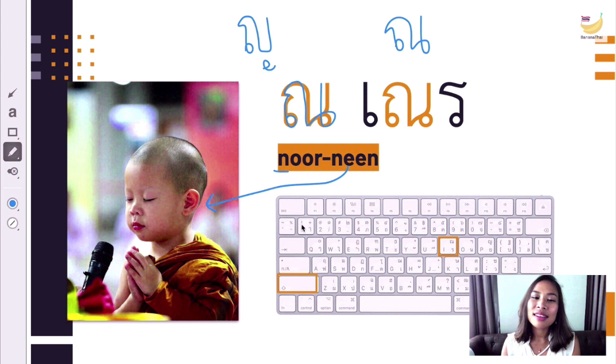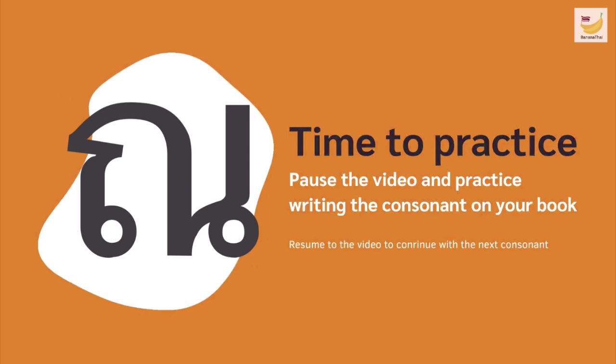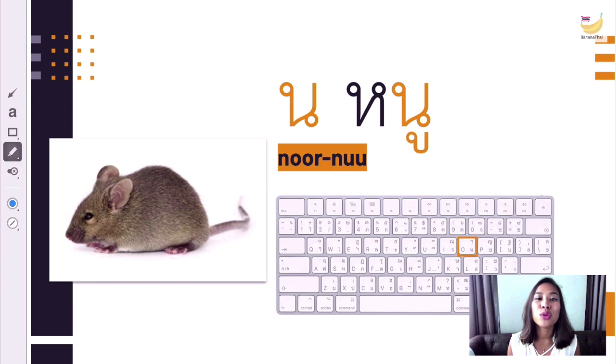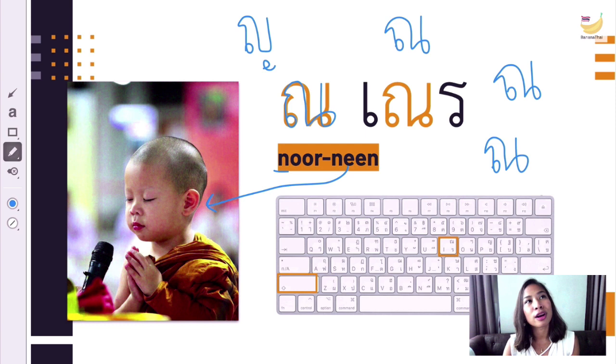นอเนน, and then, broop. See? And then, broop. Quite easy. Next one is นอหนู. This one is more commonly used than นอเนน. Both of them share a similar character of the letters.